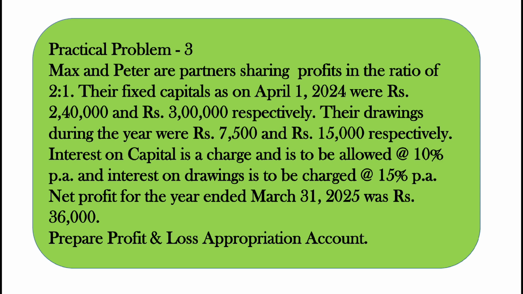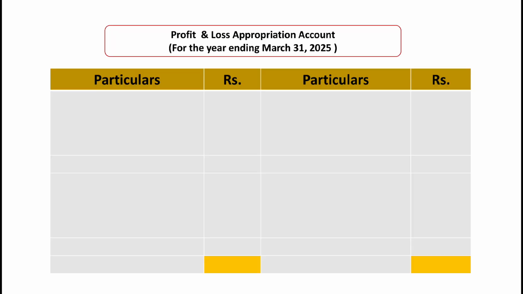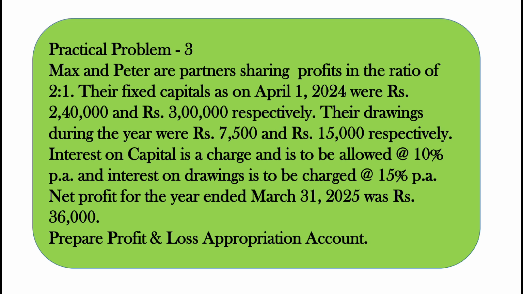So here is the format of the profit and loss appropriation account. We have to put the heading first, Profit and Loss Appropriation Account, and then we have to write the date: for the year ending March 31st, 2025. There will be 4 columns in the P&L appropriation account: particulars, amount, and particulars, amount. Then the first thing that we transfer in the P&L appropriation account is either profit or loss, whatever you have. So this time we have profit. You can see the second last line of the question: we have net profit of rupees 36,000.